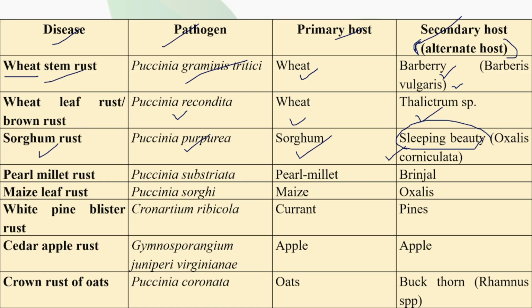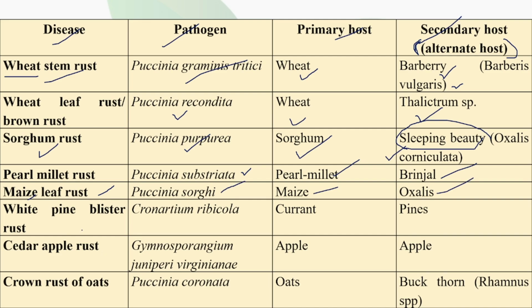If it is a maize rust, the primary host is maize. Alternate hosts may change, hope you know, right? So pale millet rust, Puccinia substriata: the primary host is pale millet, and the secondary host is brinjal. Maize leaf rust, causal organism Puccinia sorghi: the primary host is maize, and the secondary host is oxalis.